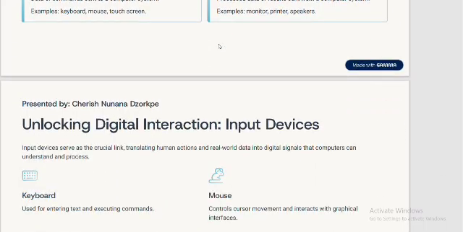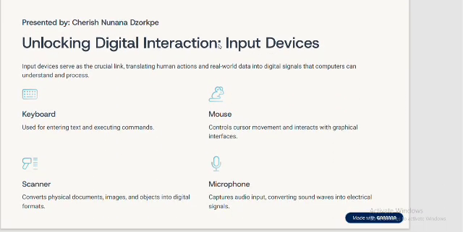So we move on to unlocking digital interactions: input devices. Input devices serve as a crucial link, translating human actions and real-world data into digital signals that computers can understand and process. We have the keyboard, used for entering text and executing commands. The mouse controls cursor movements and interacts with the graphical interface. The scanner converts physical documents, images, and objects into digital formats. Then the microphone captures audio input and converts sound waves into electrical signals.